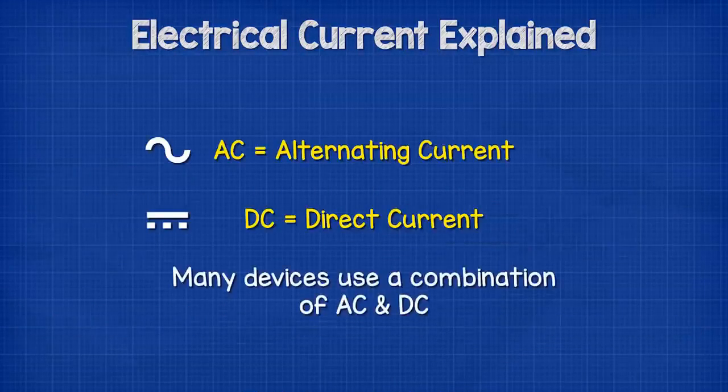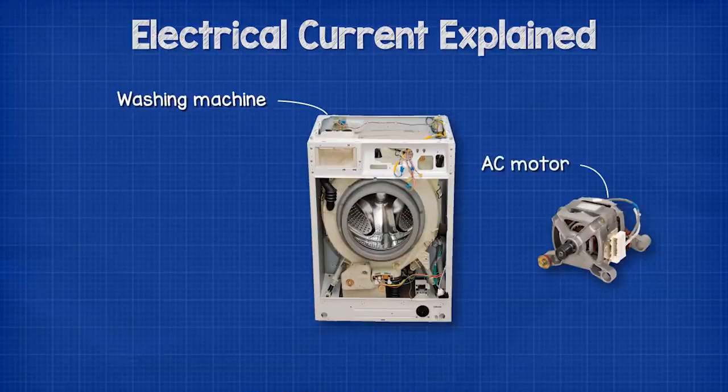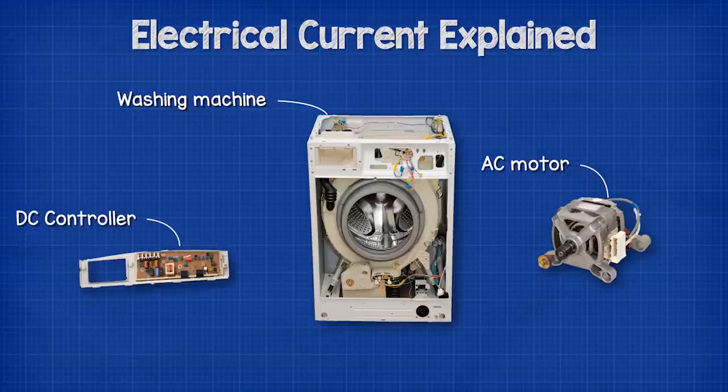Many appliances will use a combination of AC and DC. For example, a washing machine will use AC for the induction motor, which is used to spin the tub with the clothes in. But the circuit board, which controls the settings, the lights, the timers, as well as how fast the motor spins, will use DC power.